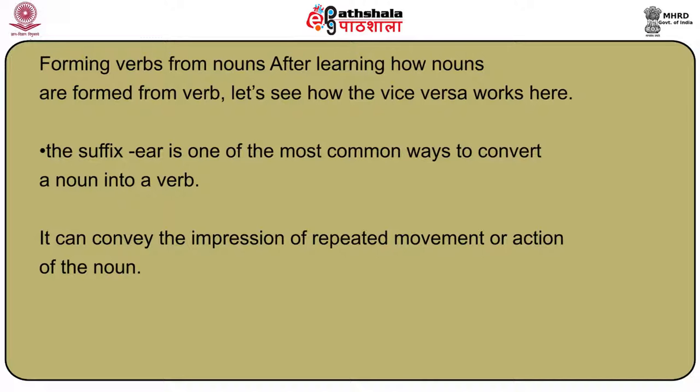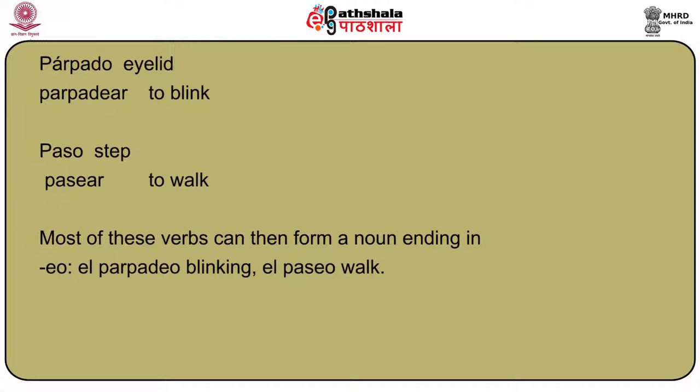After learning how nouns are formed from verbs, let us see how the opposite works. The suffix ear is one of the most common ways to convert a noun into a verb. It can convey the impression of a repeated movement or action of the noun. So, párpado, eyelid, becomes parpadear, to blink.